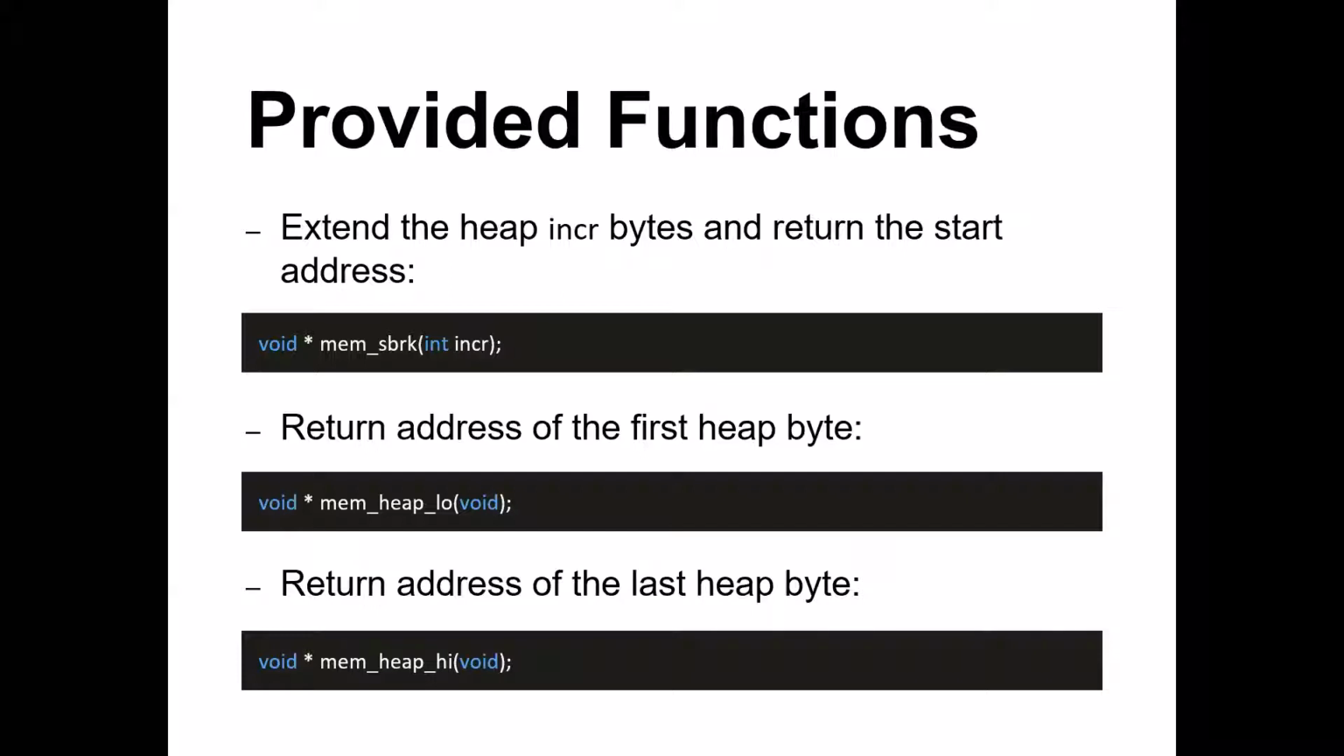mem_heap_lo returns the very beginning of the heap, if you ever need access to that, and mem_heap_hi will return the very end of the heap, and that's inclusive. So whatever is returned by mem_heap_hi is still part of the heap. It's just the last byte address in the heap.